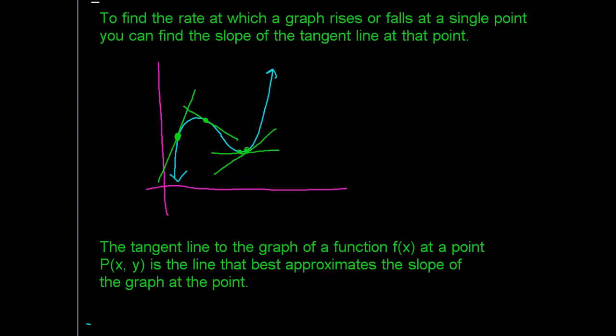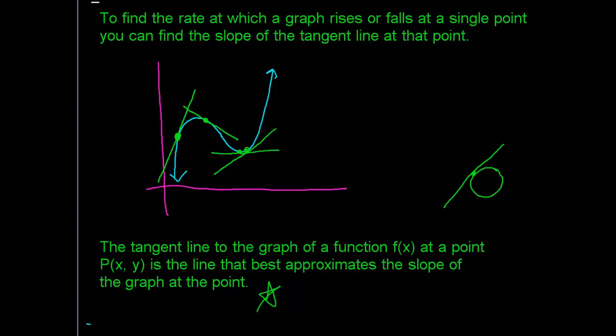So this statement down here is a pretty important one. The tangent line to the graph of a function f of x at a particular point, x comma y, is the line that best approximates the slope of the graph at the point. So what we're trying to say is, what is a tangent line? You guys know with circles, right? You learned this back in geometry. Here's a circle, there's the tangent line, the line that just barely nips it. Well, the tangent line to the graph of a function at a particular point is the line that best approximates the slope of the graph at that point.